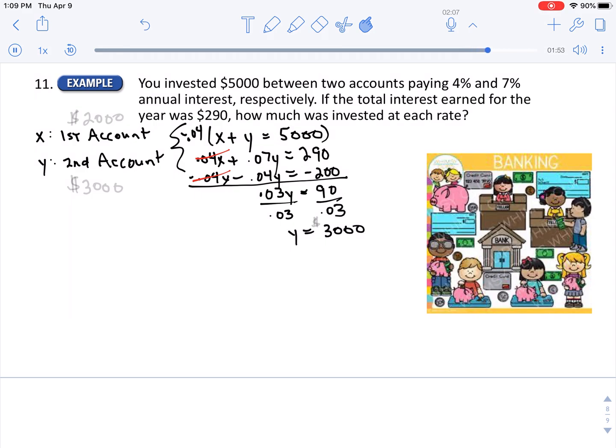So the second account has $3,000 in it. And of course there was $5,000 altogether invested. That means the first account has $2,000 in it. And that's the answer.